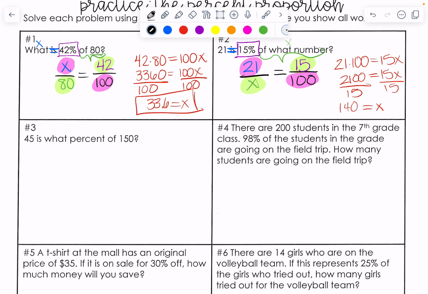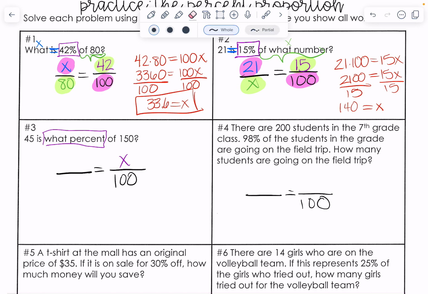Number 3, 45 is what percent of 150? Start with our proportion. All right, and if we're given a percent, we write that in. But in this case, I don't know the percent. In fact, it's saying what percent. So that tells me that's what I'm solving for. 45 is equal to that percentage though, so that's going to be my part. 45 equals, and then of 150.